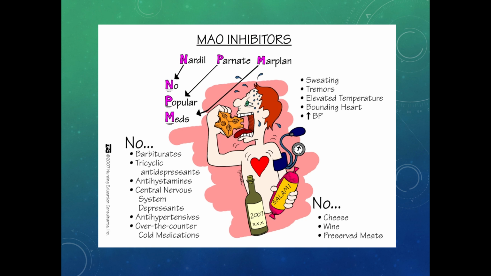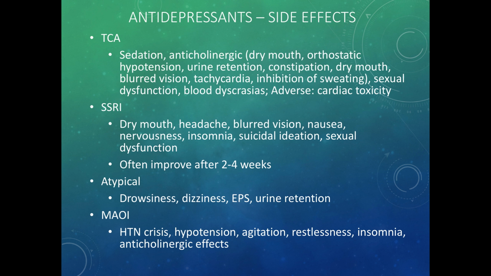This talks about MAO inhibitors. I really don't want you to focus on that, though. You'll never see them in practice. So I'm going to skip past that. So here we go. You have the tricyclics, the SSRIs, the atypical, which is your Wellbutrin, and then your MAOs. And the side effects are all listed there. I don't think any of this is that unusual or surprising to you.